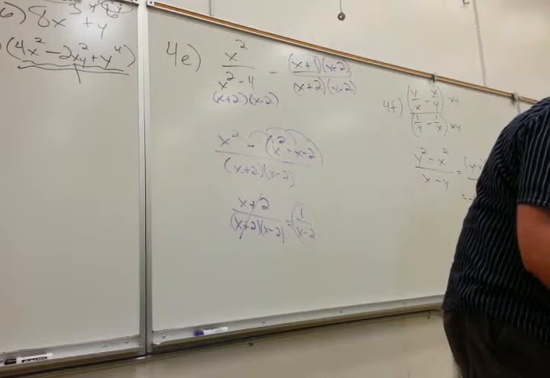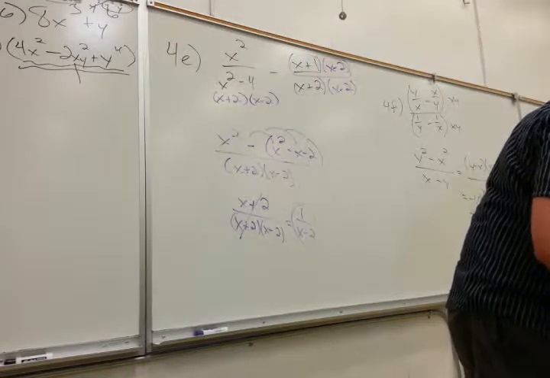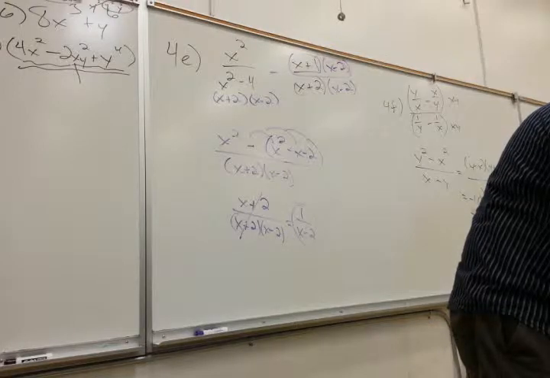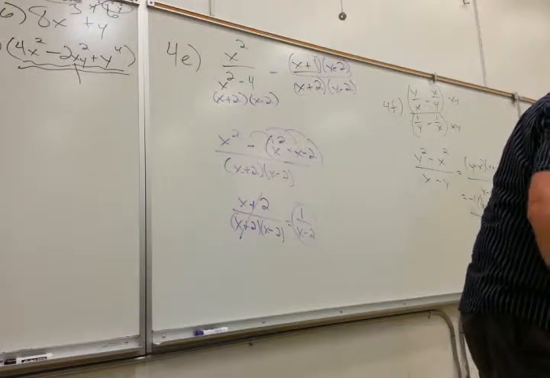Number 75 on the review. The 3x squared plus 4x.